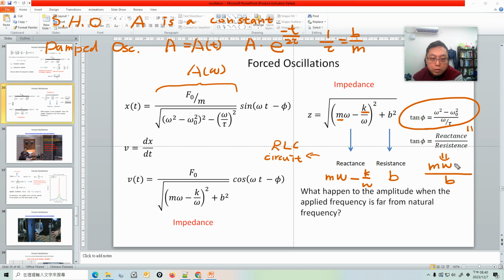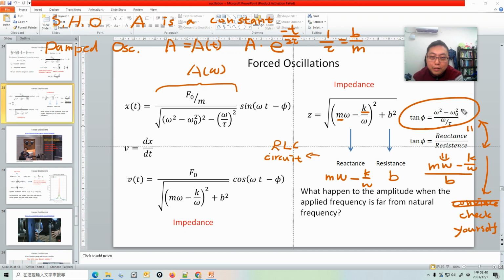You can check by yourself. These two are the same. Convince yourself. The phase lag, this formula and this formula, they are actually equivalent to each other. Do the real check by yourself.